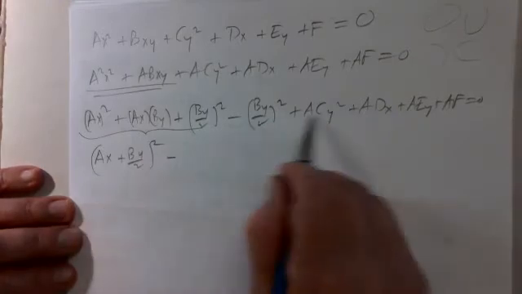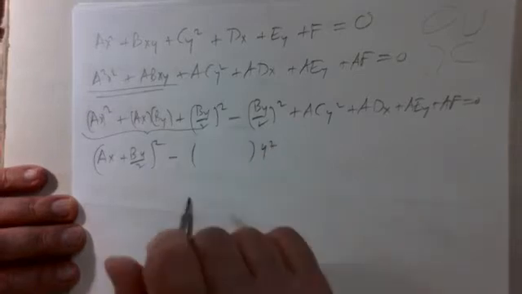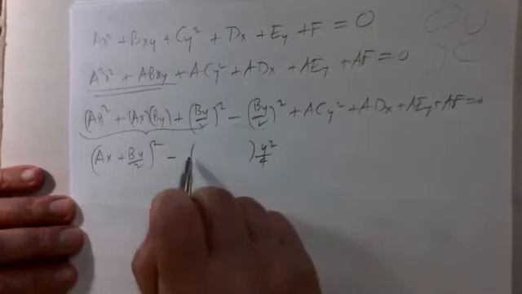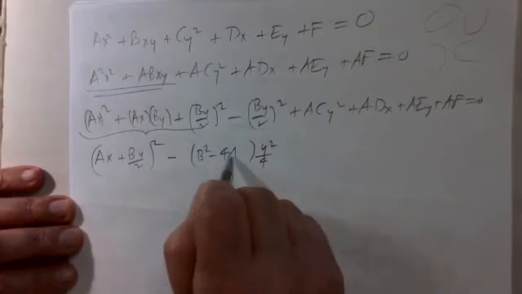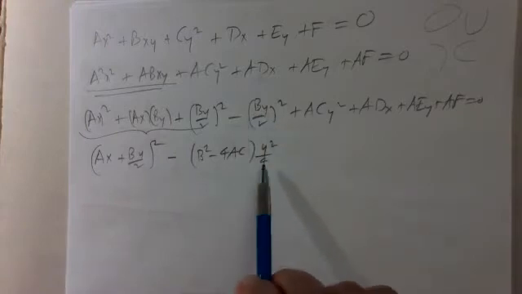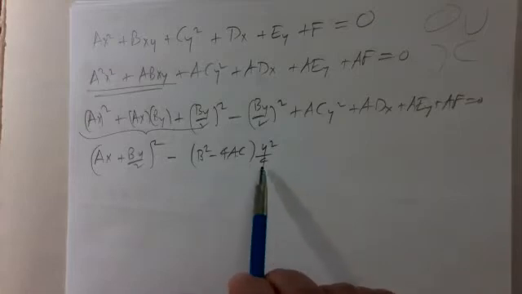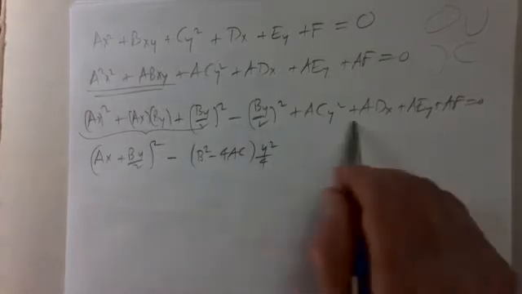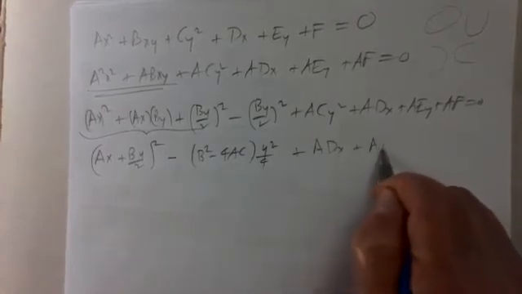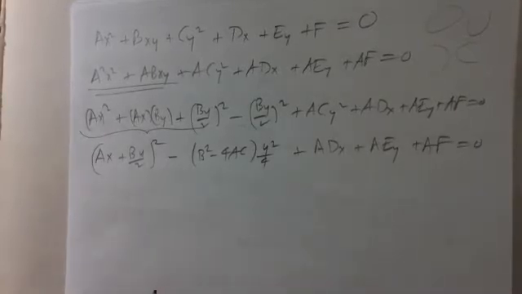What do I have over here? I can factor out a y squared. In fact, I can factor out a y squared over 4, and I have b squared minus 4ac. Right? This is b squared over 4. This is ac, which is the same as 4ac over 4. That's these two terms, plus adx plus aey plus af equals 0.